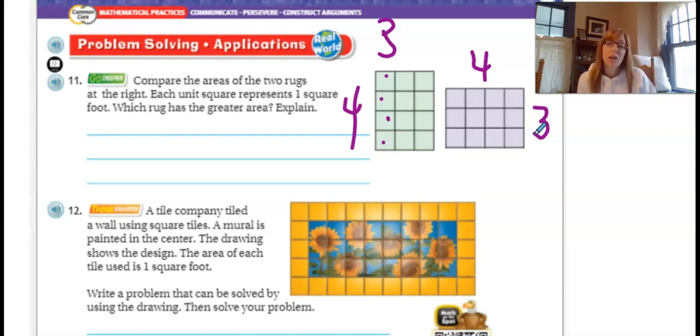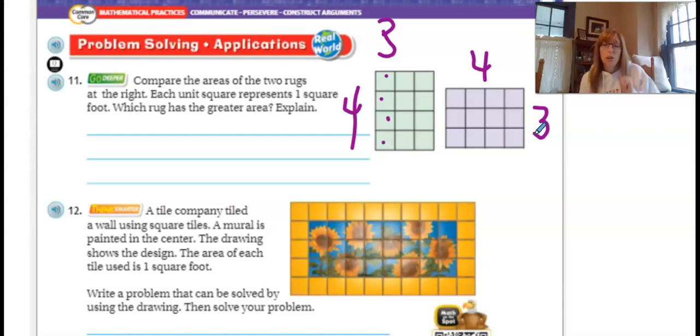It says compare the areas of the 2 rugs at the right. Each unit square represents 1 square foot. Which rug has the greater area? So the areas are the same because you have 4 rows of 3, which is 4 times 3, or 3 rows of 4, which is 3 times 4, and that's the commutative property, so it's exactly the same.